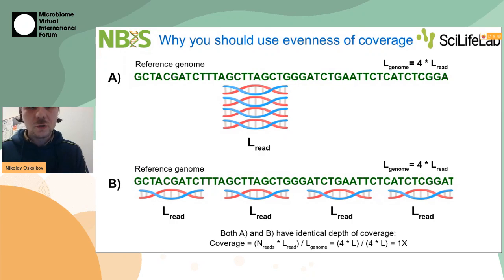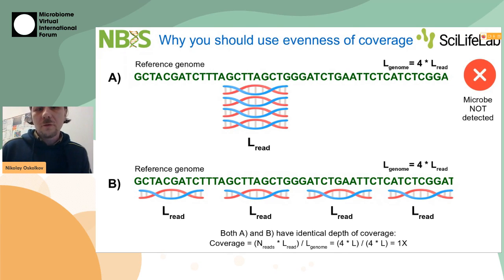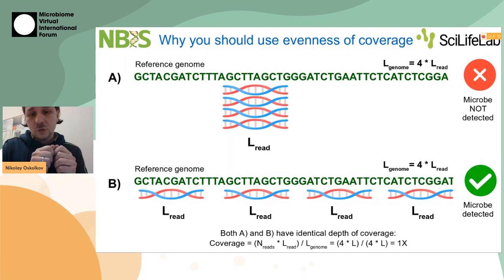But it's also important to see not only how many reads map, but also how they map to the reference. In the first case, we say the microbe was not detected, while in the second case, we say the microbe was detected. We actually want the reads to evenly cover the whole reference genome.